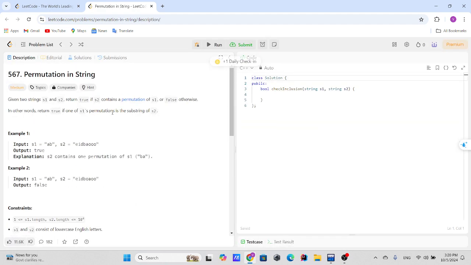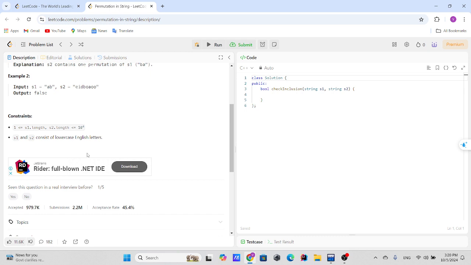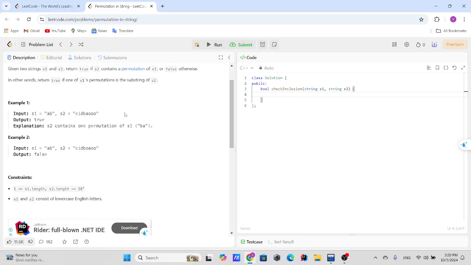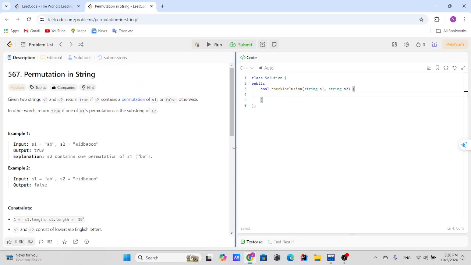Permutation of, what is this? Given two strings s1 and s2, return true if s2 contains a permutation of s1, or false otherwise. In other words, it is true if one of s1's permutations is a substring of s2. True. False. Okay. s1 is of lowercase English letters. That's still kind of okay.